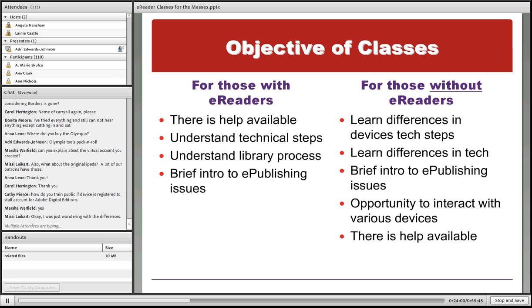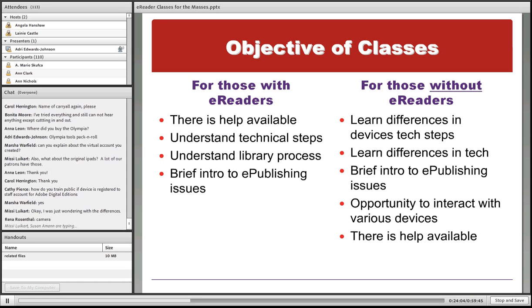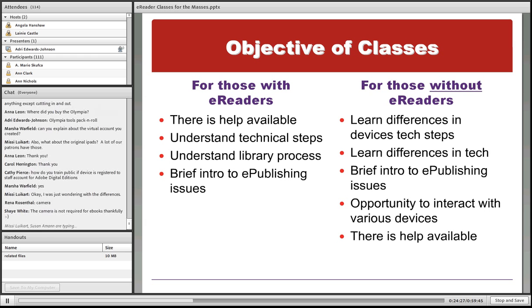So as far as when we design these classes, what we want people to know is that for people who walk in with their ebook readers, there is help available. Nothing else. They could walk away from the class knowing absolutely nothing. They walk out and all they have to know is that there is some place for them to get help. That's the only thing.